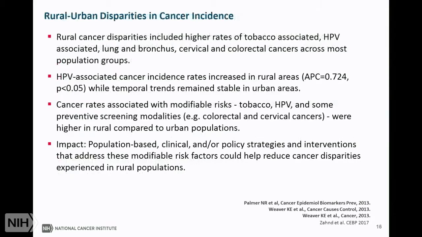These are some collective studies showing that rural cancer disparities have included higher rates of tobacco-associated cancers. This is primarily because the prevalence of smoking in rural areas is higher than in urban areas. You can see how it's intertwined, because in general there tends to be reduced access to preventative services. What's been seen recently is that while the temporal trends of HPV-associated cancers have been somewhat stable in urban areas, we've started to see an increase in rural areas, and that needs to be keenly monitored.